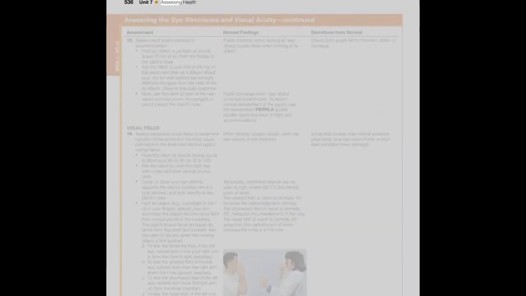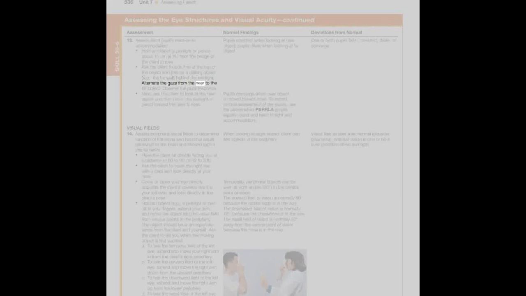536 Unit 7 Assessing Health. Assessing the eye structures and visual acuity, continued. Skill 30-6. Assessment normal findings deviations from normal. 13. Assess each pupil's reaction to accommodation. Hold an object, a penlight or pencil, about 10 centimeters, 4 inches, from the bridge of the client's nose. Ask the client to look first at the top of the object, and then at a distant object, for example, the far wall, behind the penlight.